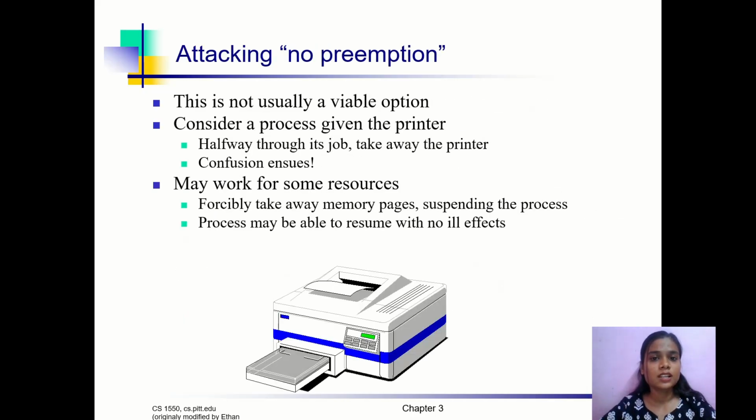Attacking no preemption: this is not usually a viable option. Consider a process given the printer halfway through its job. Taking away the printer causes confusion. It may work for some resources, for example forcibly taking away memory pages and suspending the process. The process may be able to resume with no ill effects.